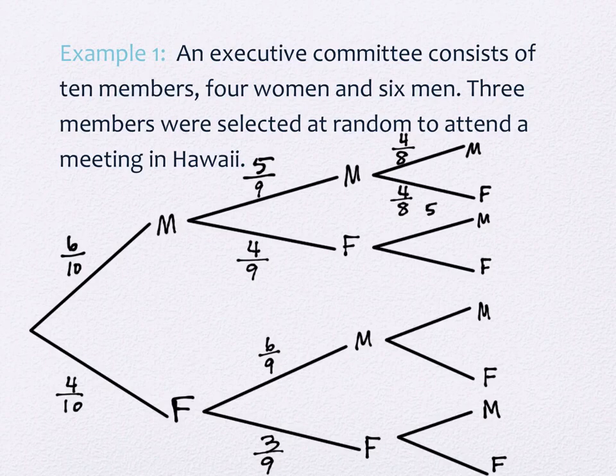5. And it's still out of 8. There's only 8 left in all of these cases. How many women's names? 3 out of 8.